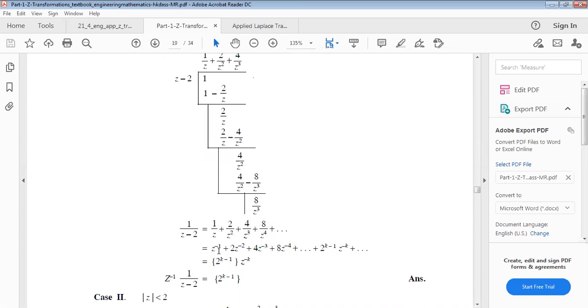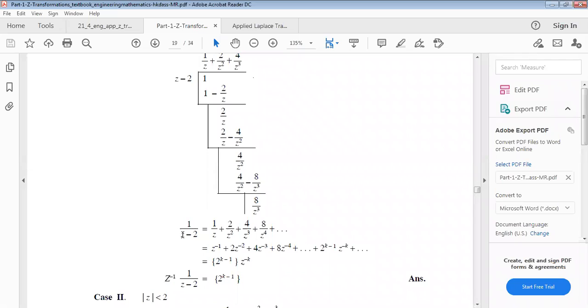So this equals Z to the power minus 1, 2 into Z to the power minus 2, Z to the power minus 3, Z to the power minus 4, and so on, 2 to the power k minus 1 into Z to the power minus k. So this is the Z transformation of 2 to the power k minus 1. This is the series of 2 to the power k minus 1, where k equals 0 to infinity. And so the inverse transformation of this can be written as just 2 to the power k minus 1, by the definition of inverse Z transformation.